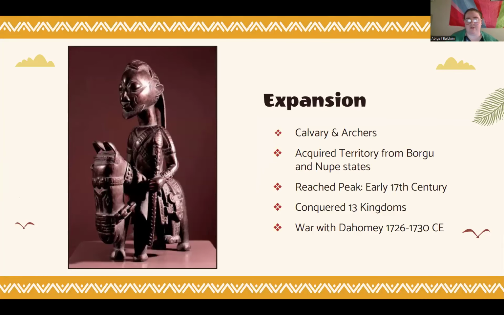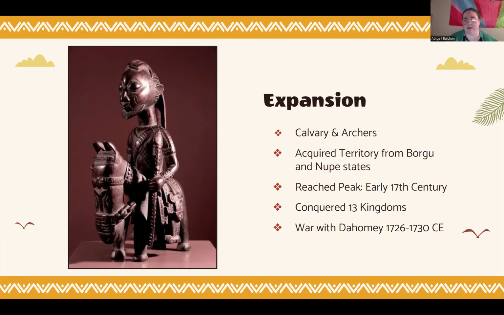Their expansion involves, well, first they had a very big cavalry and archer army. That was what they were known for in the area. They used this as a way to protect trade routes in the Sahara through into the Mediterranean. And so they were known for their cavalry. They grew and grew and grew, and they finally acquired territory in Borgu and Nupe states, which are surrounding states of the Oyo Empire.